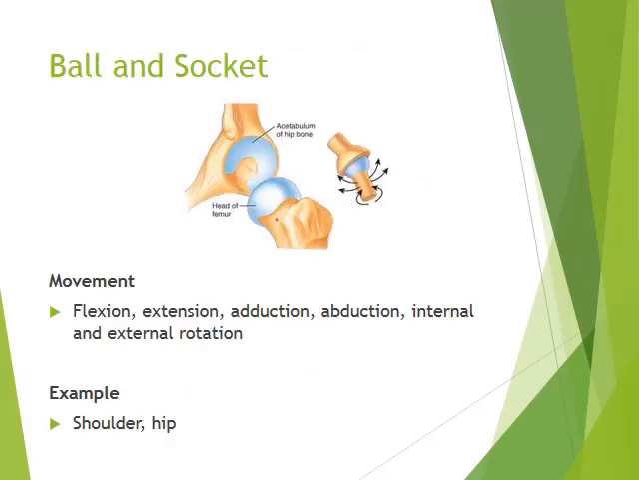A ball and socket contains a ball-like shape and then a socket where that ball fits into. It provides a range of movement including flexion, extension, adduction, abduction, internal and external rotation, and is found in the shoulder and also the hip.